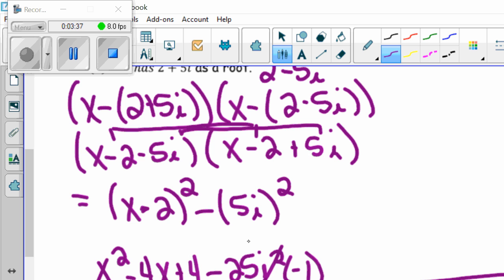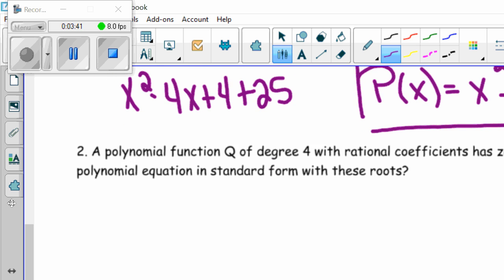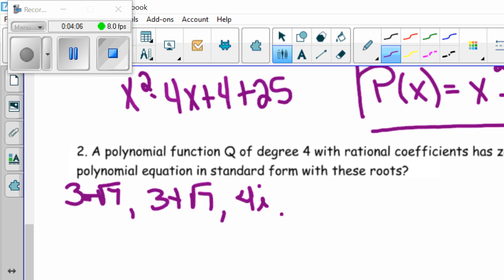Okay, let's look at another one of these. This one says a polynomial function q of degree 4 with rational coefficients has zeros at 3 minus the square root of 7 and 4i. What is the polynomial equation in standard form with these roots? So again, if I know 3 minus the square root of 7, I also know its conjugate. So then I also know 3 plus the square root of 7. If I know 4i, then I also know its conjugate, negative 4i.